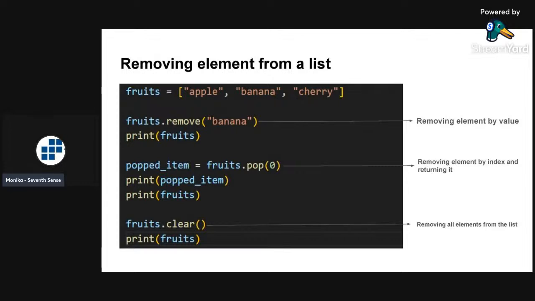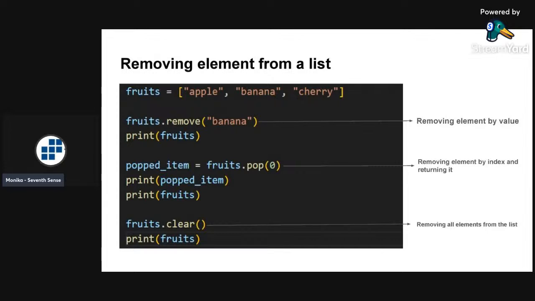So what we are doing here? We are giving the position. I am giving fruit dot pop of 0. Pop of 0 is nothing but pop of position 0. So what will be our output now? We are giving position 0 and we are popping out. Yeah, apple will get popped out.